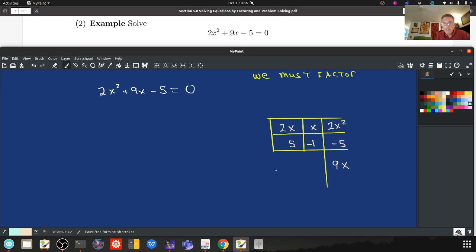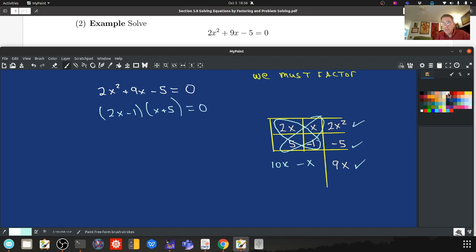So 2x times 5 is 10x. X times minus 1 is minus x. 10x minus x is 9x. So my factorization is given by this. So that's the same as saying 2x minus 1 times x plus 5, because that's the factorization of this polynomial, is equal to 0.